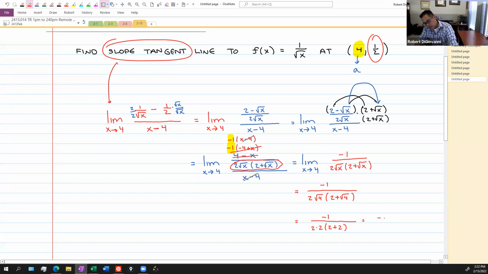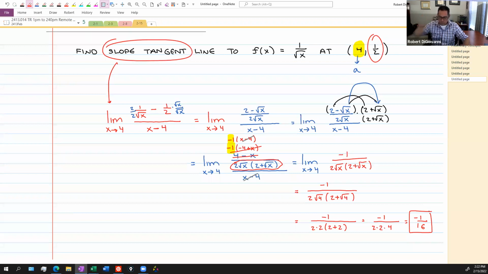This is order of operations. Let's do what's in parentheses first. So 2 plus 2 is 4. And now I have 2 times 2 times 4. So this is 4 times 4 is 16. So -1 over 16. The slope of the tangent line at that point is -1 over 16.